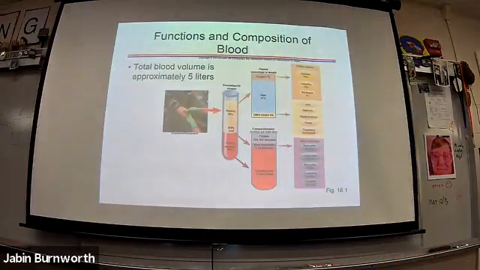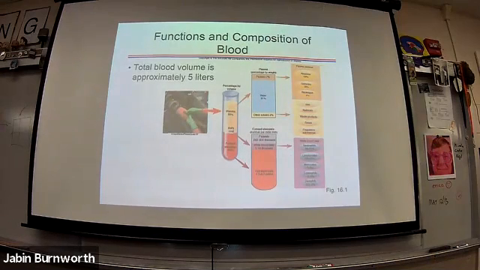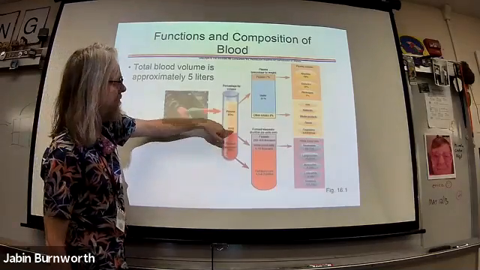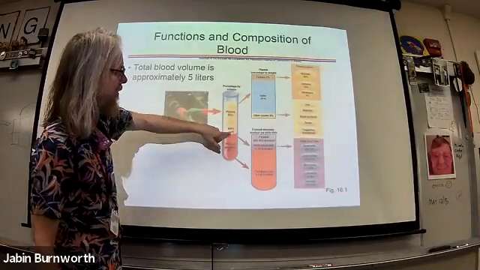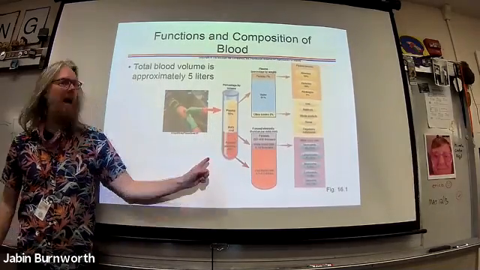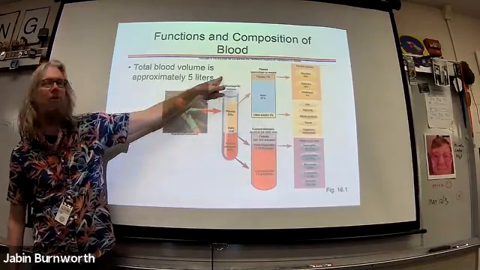So there's blood, but blood looks weird in this test tube. We've got some yellow stuff up here, a little white stuff. We got a bunch of red stuff down here. Does anybody know why blood in this test tube looks this way?